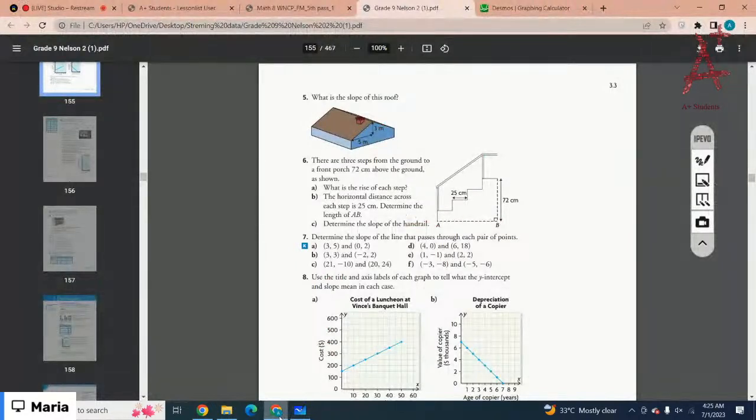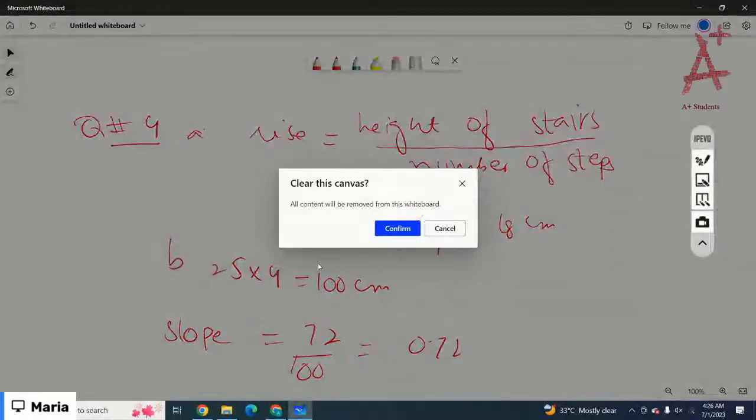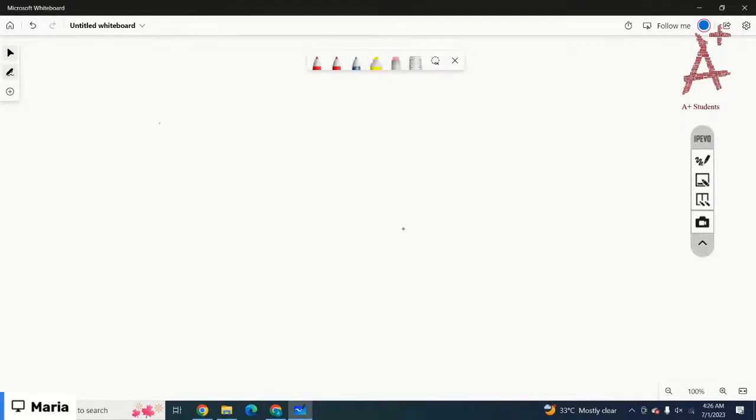Okay, determine the slope of the line that passes through each pair of points. So you are given the pair of points, you have to calculate the slope. The slope is m equals change in y divided by change in x.